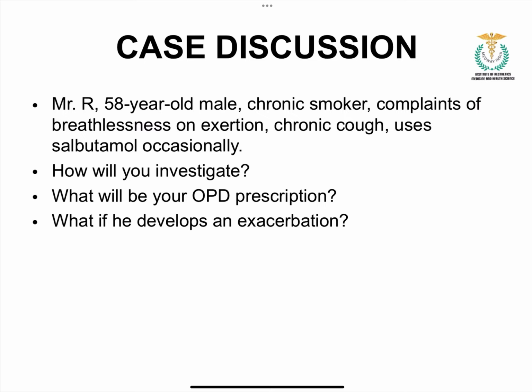What are the investigations you can order? So how will you investigate? One, you can go for spirometry, then chest x-ray. If desaturation is noted, you can go for ABG. CBC, to look for polycythemia. And ECG and echo, to screen for cor pulmonale. Sputum culture you can do if infection is suspected.